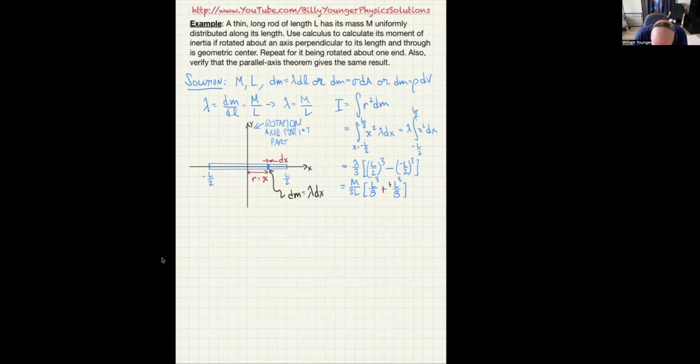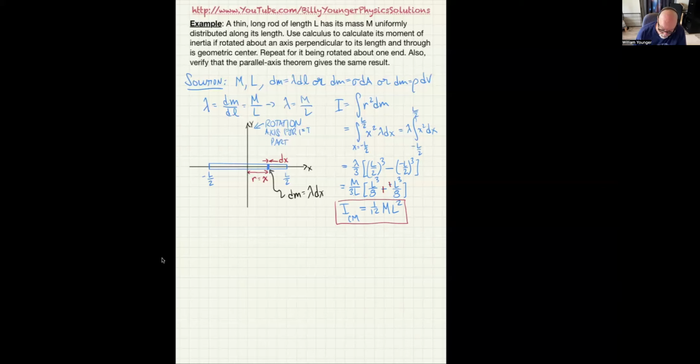The moment of inertia about the center of mass is equal to 1/12 mL squared. I think I might have just said N for some reason, but the moment of inertia about the center of mass is equal to 1/12 mL squared. That was the first part that we're looking for.